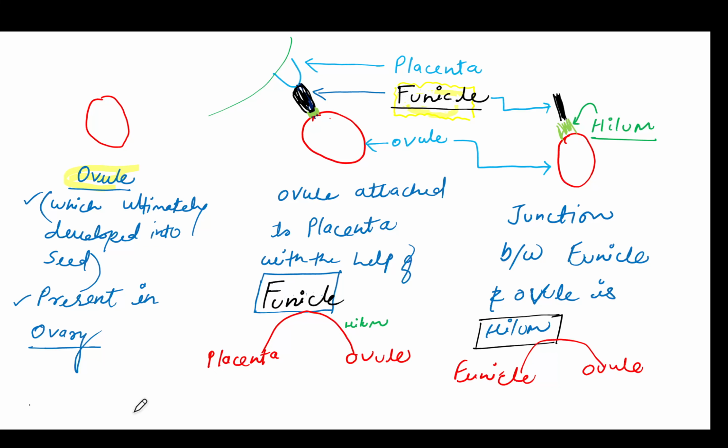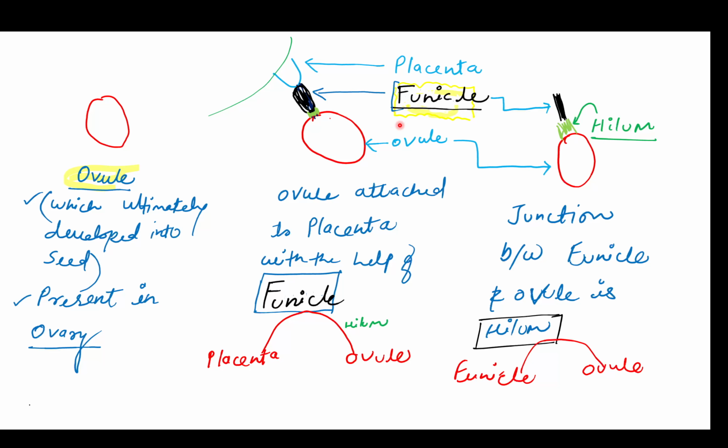Clear? Now the second thing, very important. There is one more structure between the placenta and the ovule. What do we call it? Funicle. So in simple words, we can say the ovule is attached to the placenta by a stalk or a structure. We call it funicle. Funicle is a very important word. Funicle is something which connects the placenta and the ovule.